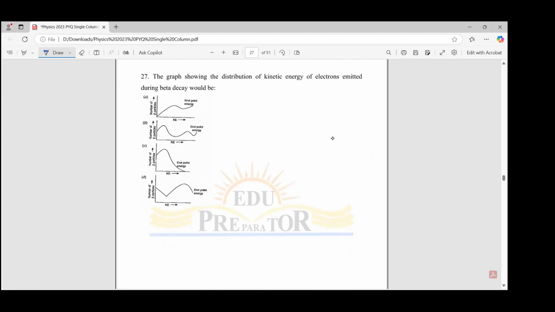Now this 27th question is from a topic which you have not studied in regular class 12th, the concept of radioactivity. In radioactivity, we have studied various types of decays: alpha, beta, gamma. Beta is of two types, plus and minus. Beta minus is electrons. So the distribution of kinetic energy of electrons during beta decay.